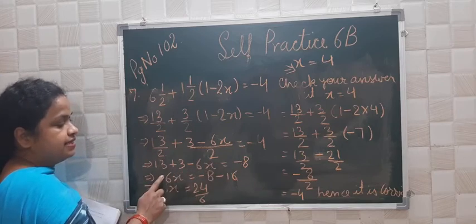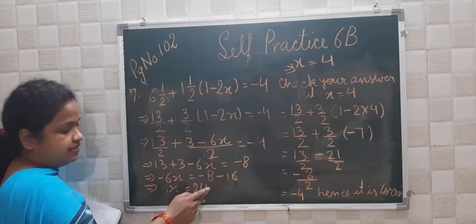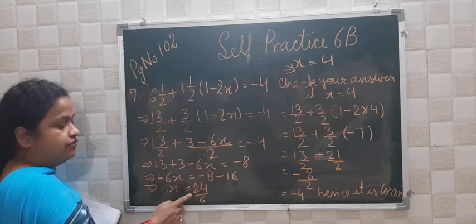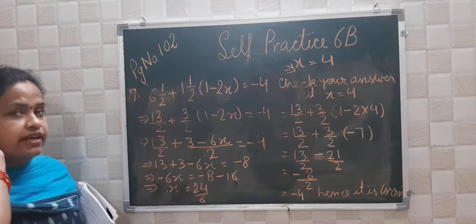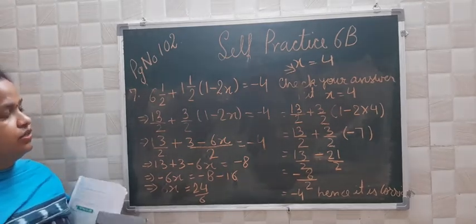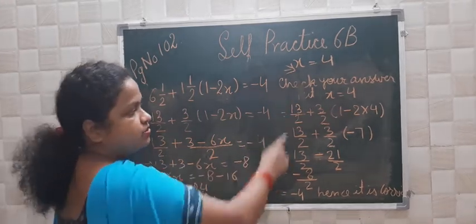So minus 6x is equal to minus 8 minus 16, which is minus 24, so x is equal to 24 upon 6. Okay, x is equal to 24 upon 6. So x is equal to 4. Now you check your answer by putting x is equal to 4.